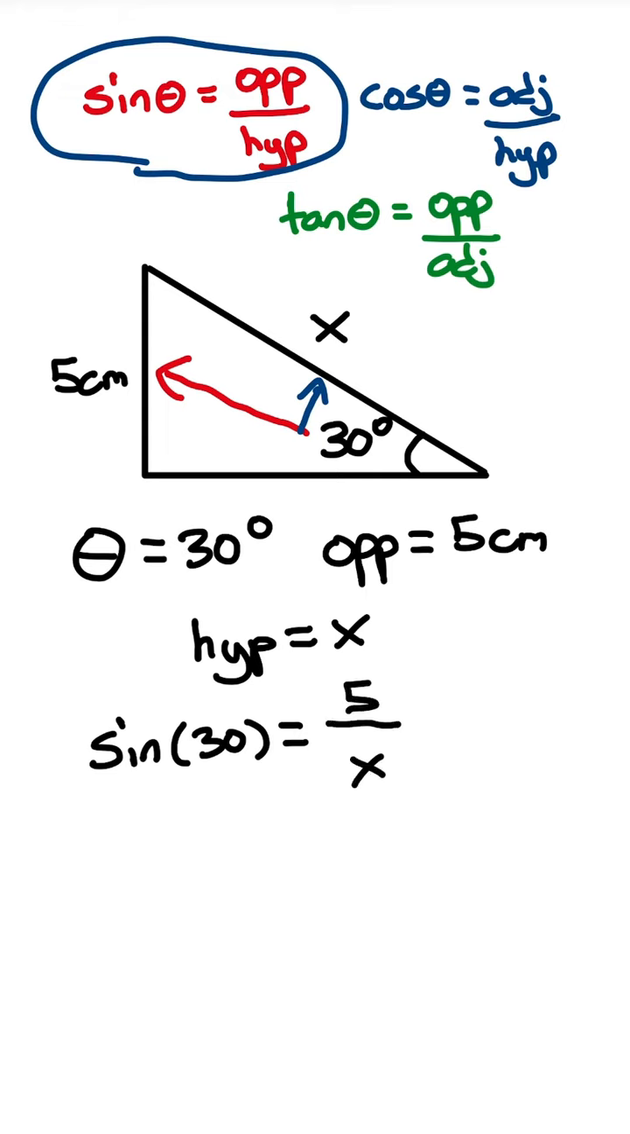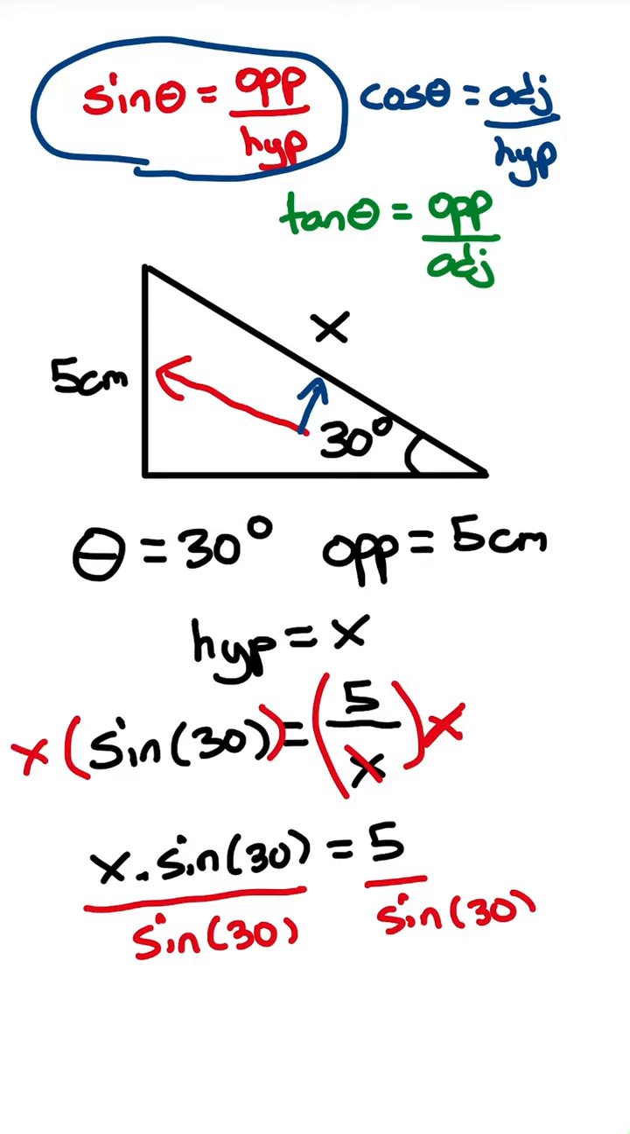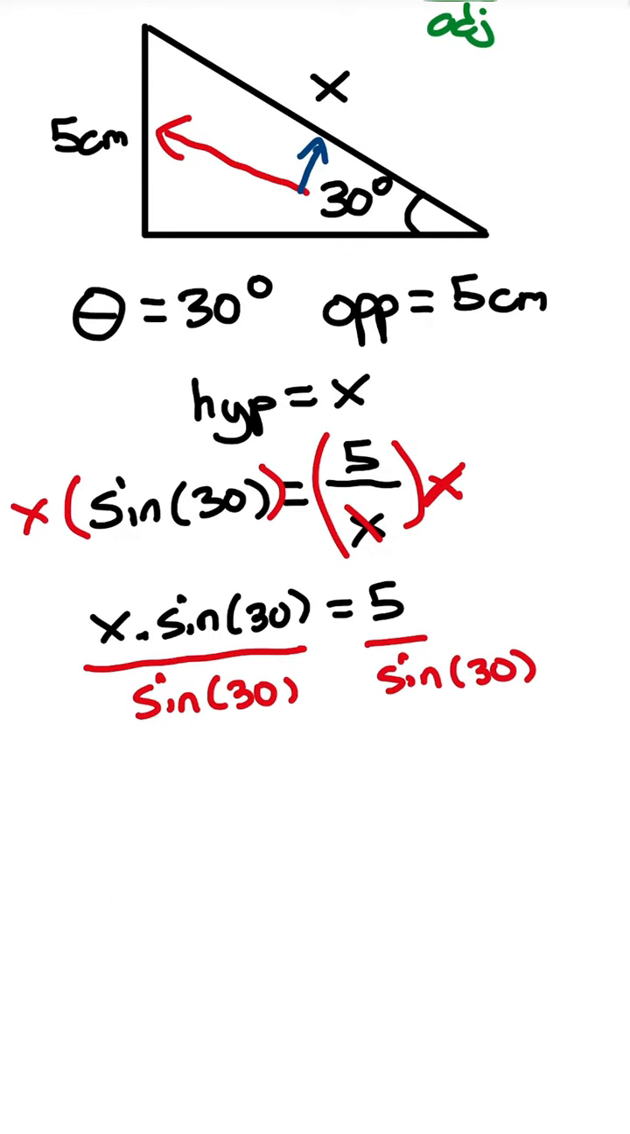Next step, we have to isolate for x, so we're going to do that by first getting x out of the denominator by multiplying both sides by x. Cancel those out, and we're going to have x times sine 30 equals 5, and our last step is to divide by sine of 30 on both sides, and we're going to be left with x equals 5 over sine of 30, because we canceled out sine 30 and sine 30 here.